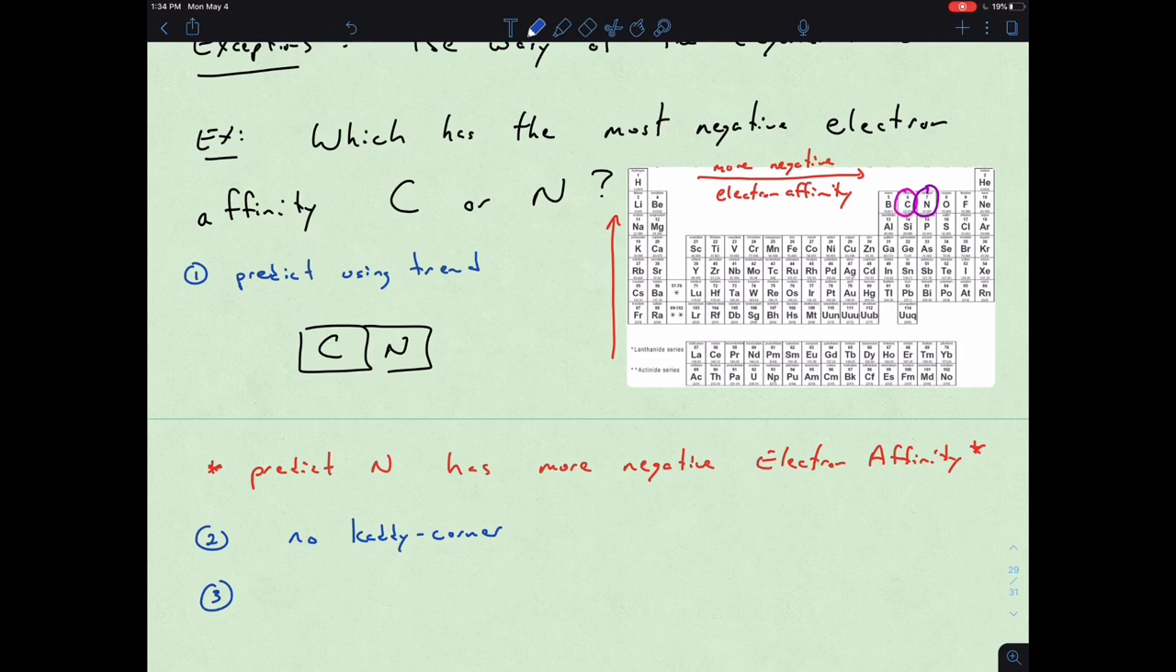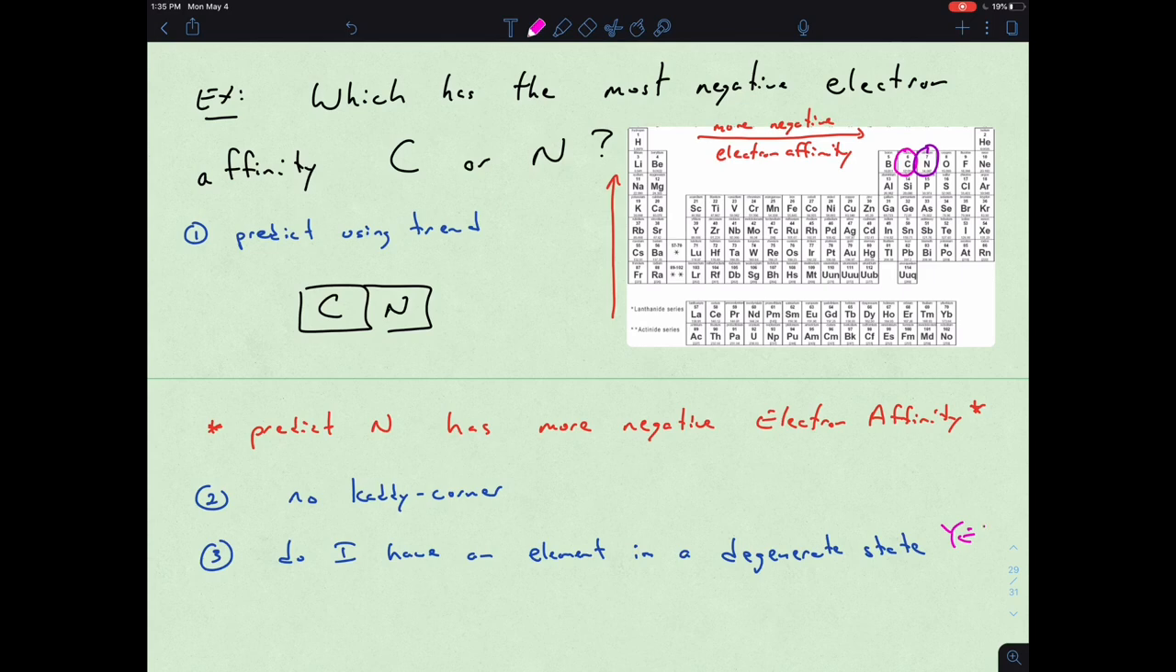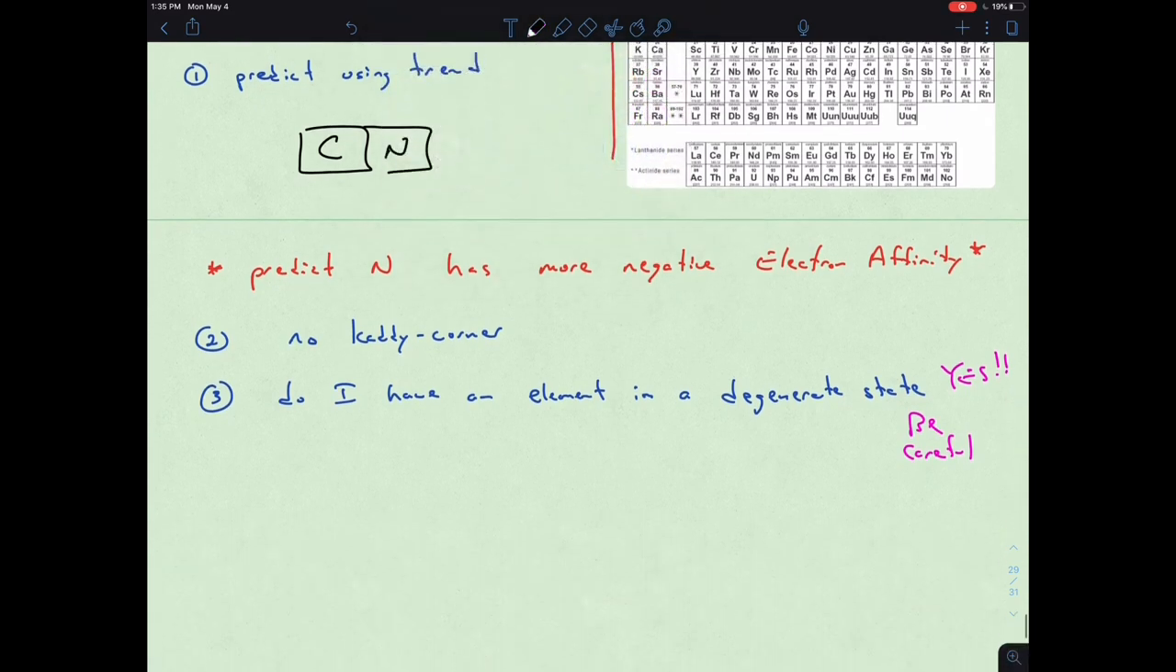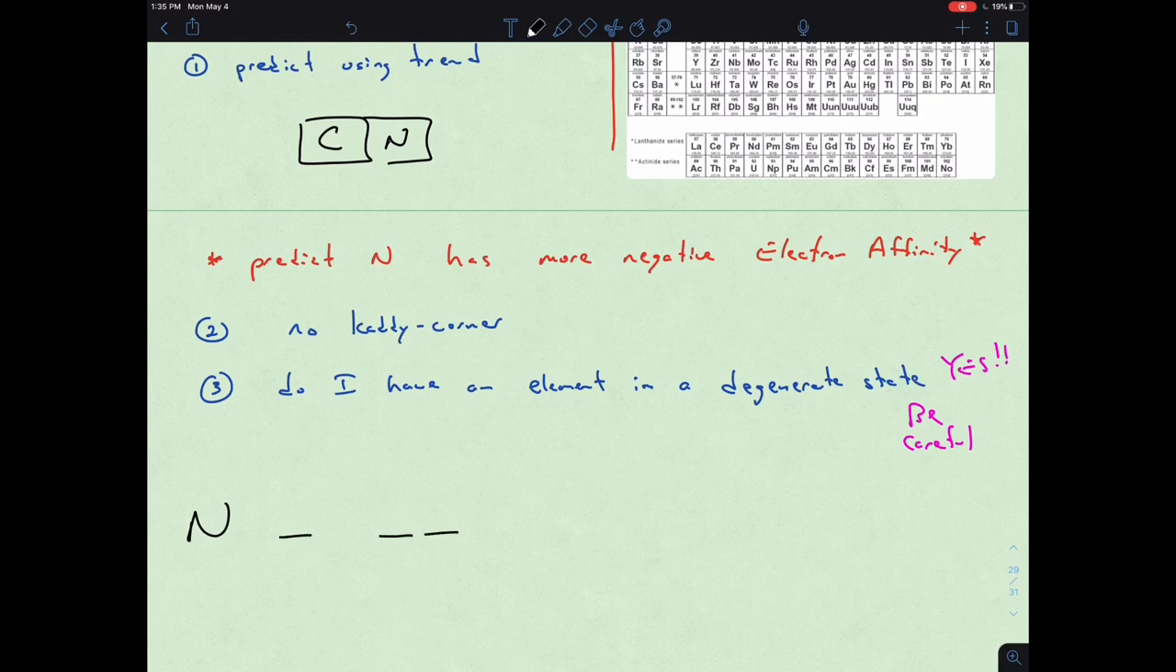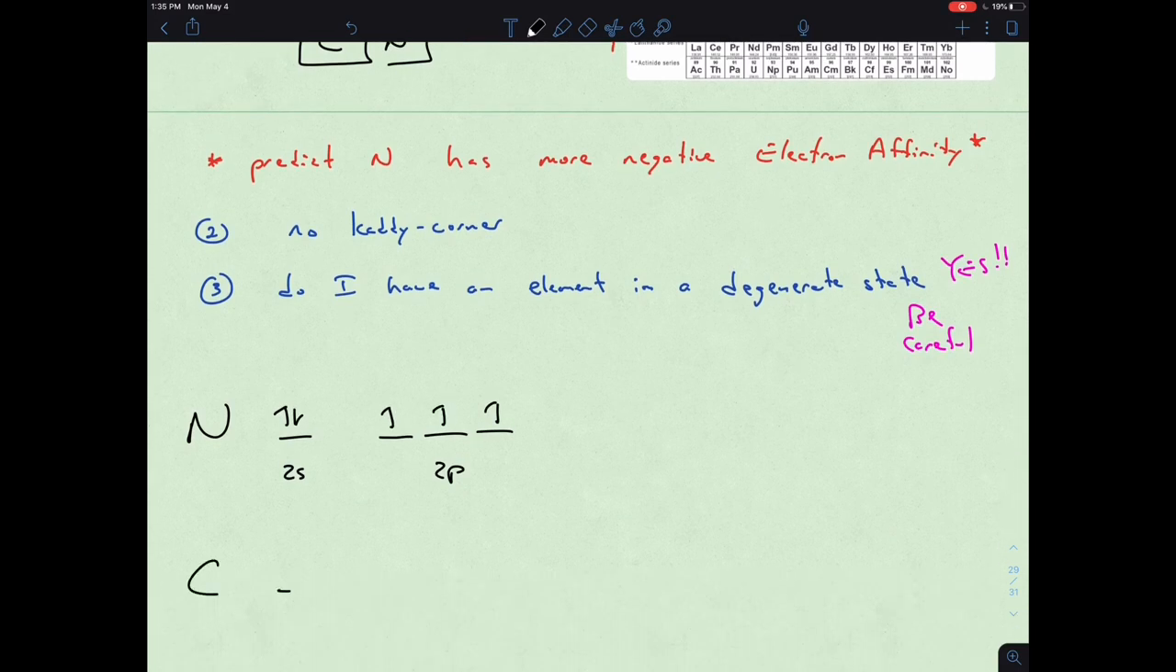But another question we want to keep asking, in terms of maybe developing a method, would be, do I have an element in a degenerate state? And my answer to that is yes. So that's where I have to be careful. So if I look now at the two elements, first my nitrogen with the 2s and the 2p, and my carbon as well with the 2s and the 2p. And now I'm looking at electron affinity, where now we're gaining an electron.